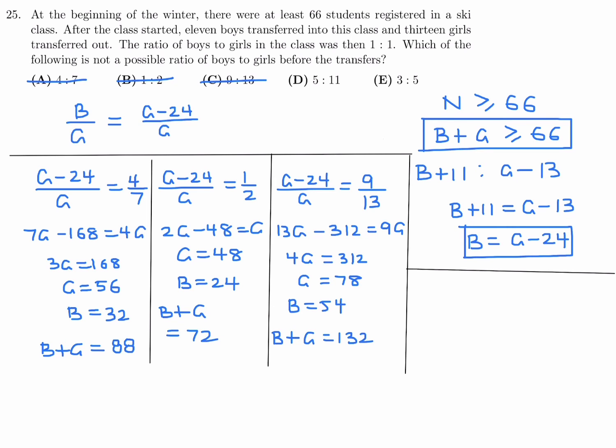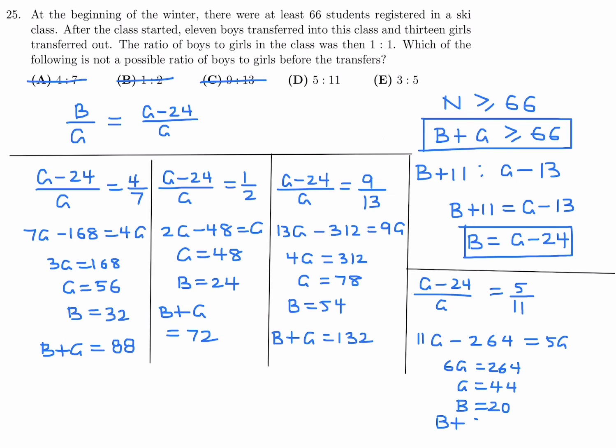We can do it. So the next scenario, we got g minus 24 over g, and that's 5 over 11. And we got 11g minus 24 times 11, which is what? 264. And then we got 5g. So we have 6g is 264, and therefore g is 44. Substitute it back into here, and we get b is equal to 20. Now let's do that b plus g test. b plus g would be 64. Oh ho! That does not satisfy that. So D is not possible.